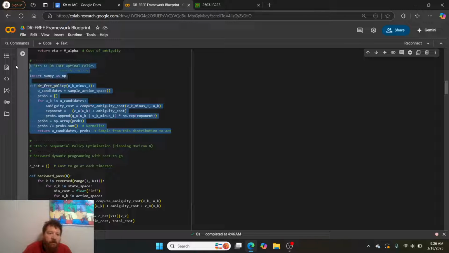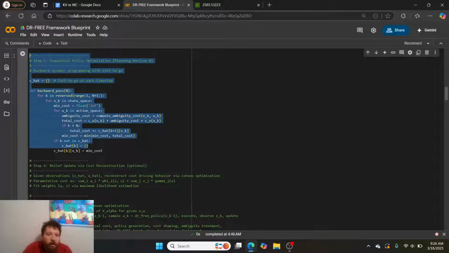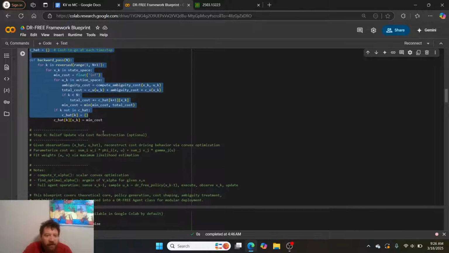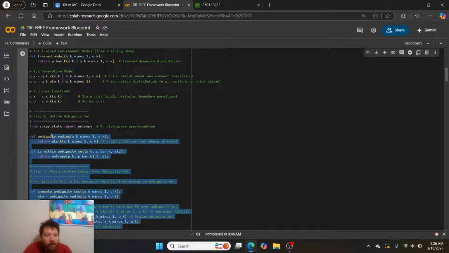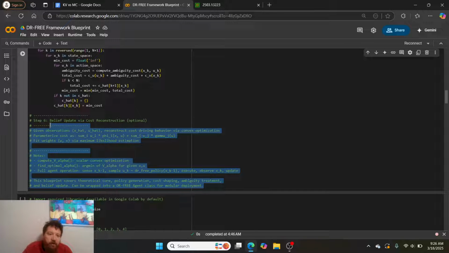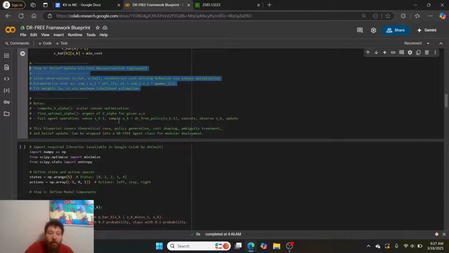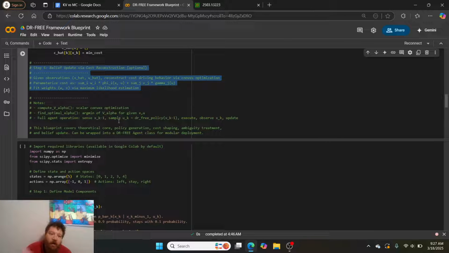So you have the DR-free optimal policy, which is the actual optimizer, right? It's optimizing the policy based off of the simulations. And then you have your sequential policy update and optimization. Again, this is the full part of the optimizer, right? 4 and 5 are the optimizer. And then, optionally, you can utilize that to sway the reconstructions. Given your observations and your environmental observations, you can make it update the actual weights of the model. So that's how their logic is set up here.